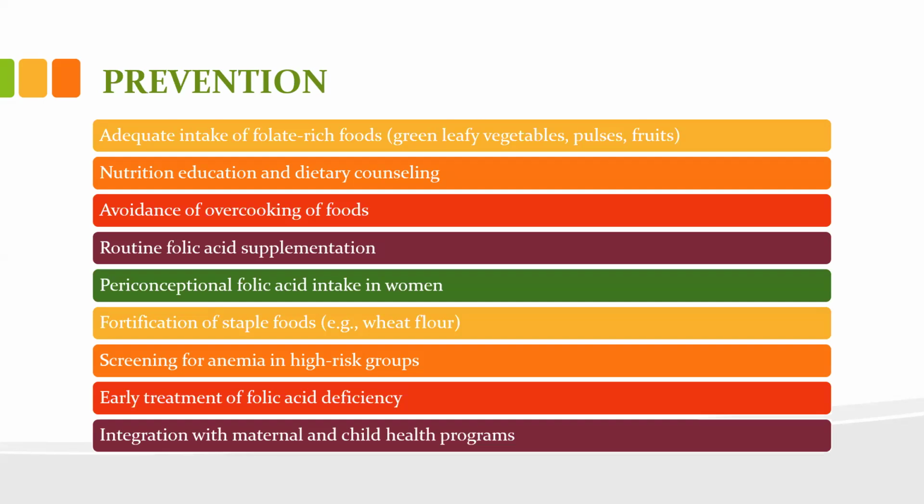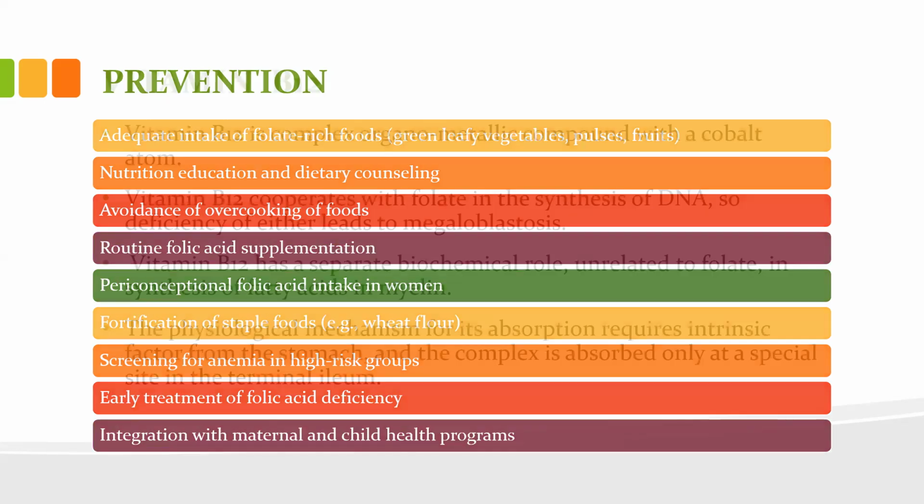So prevention: adequate intake of folate-rich foods such as green leafy vegetables, pulses, fruits should be given. Nutritional education and dietary counseling, avoidance of overcooking of foods, routine folic acid supplementation, and preconceptional folic acid intake in women, fortification of staple foods such as wheat flour with folic acid, screening for anemia in high-risk groups, early treatment of folic acid deficiency, and integration of folic acid supplementation program with the maternal and child health program.